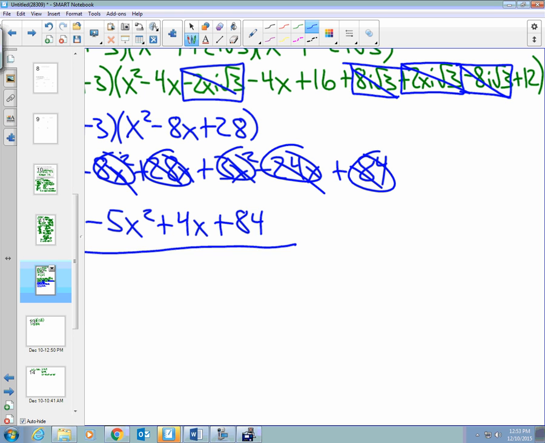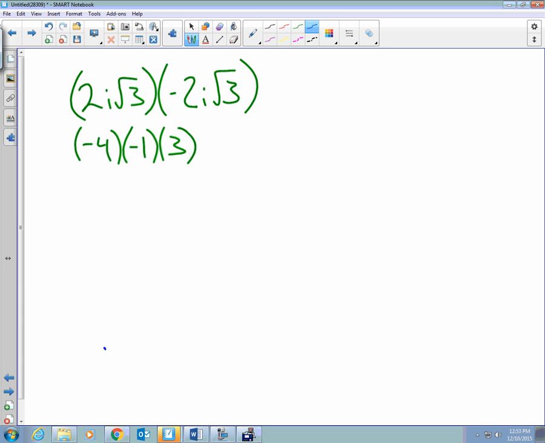Good question. To get the 12, I took 2i root 3 times negative 2i root 3. And 2 times negative 2 is negative 4. i times i is negative 1. And the root of 3 times the root of 3 is 3. Multiply those and you get 12.